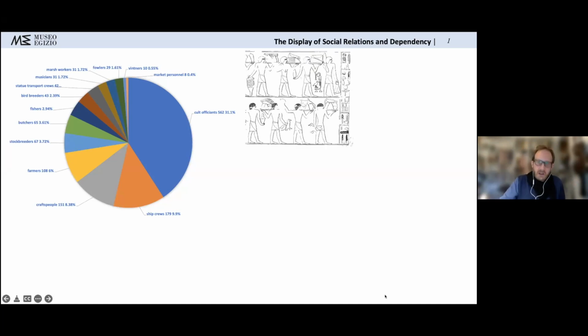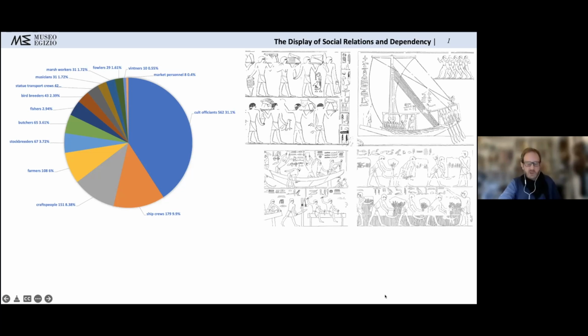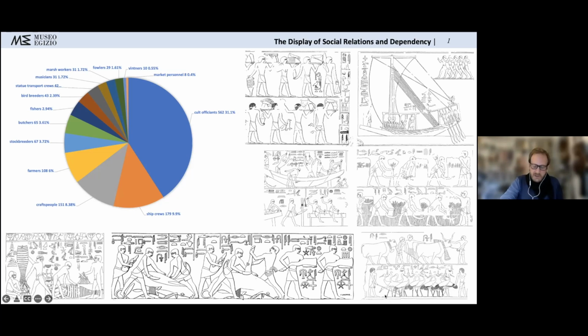The huge number of cult officiants, priests and offering bearers, with more than 30%, highlights the fact that tomb imagery puts a strong focus on all the economic resources and the ritual provisions for the funerary cult. The other groups, such as ship's crews, different craftspeople, farmers, stock breeders, butchers, and fishers, and those are only the major groups, are shown to highlight the social and economic status of the tomb owner and demonstrate his access to all those human and material resources and productive forces who work for their patron and master.